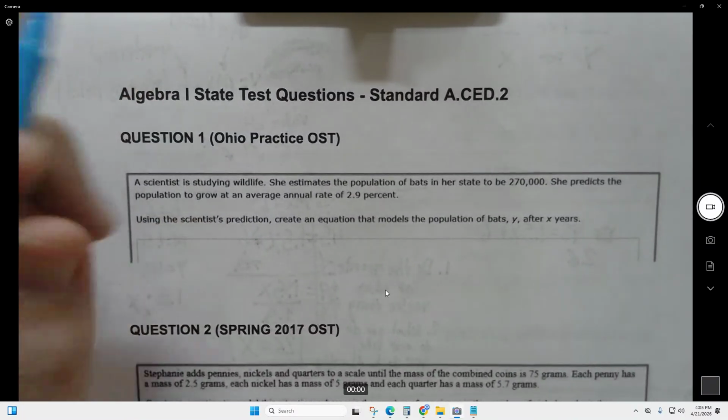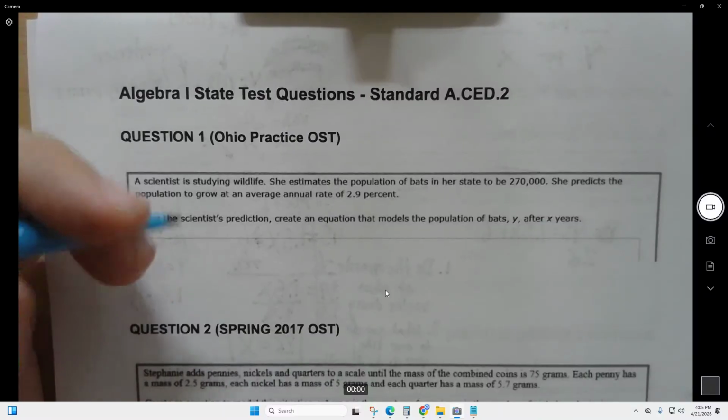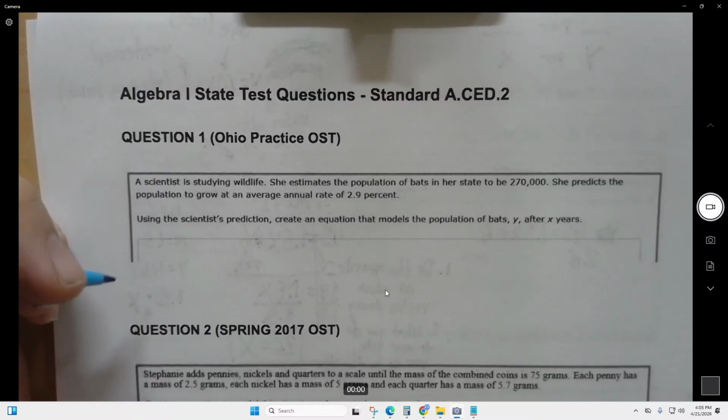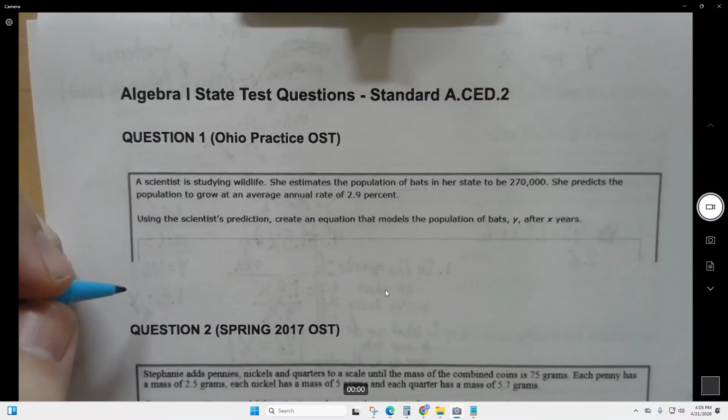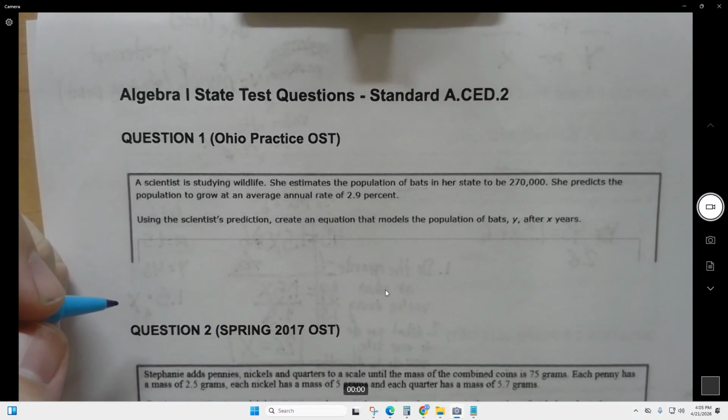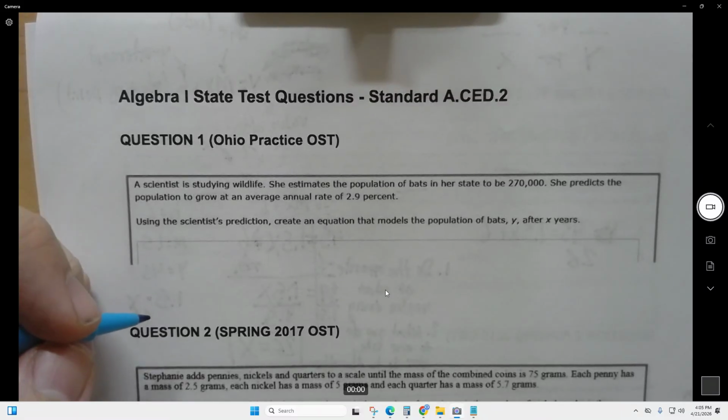From the practice OST. A scientist is studying wildlife. She estimates the population of bats in her state to be 270,000. She predicts the population to grow at an average annual rate of 2.9%. Using the scientist's prediction, create an equation that models the population of bats Y after X years.